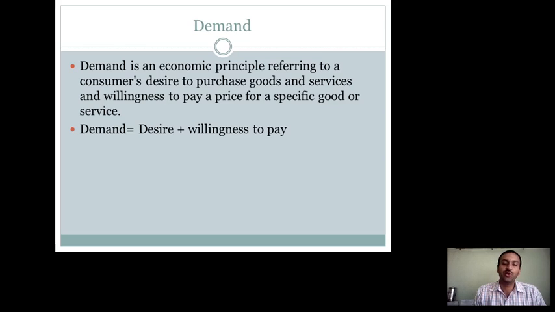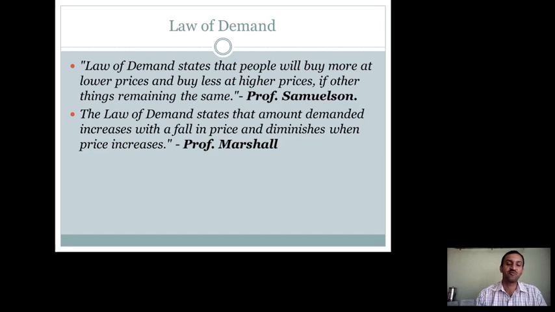Module number 2, video number 2. We are discussing the demand and law of demand. In the previous class, we saw the meaning of demand, which means desire backed up by ability and willingness to pay. If all three things are there, desire, willingness and ability to pay, then only it is said to be demand. After that, we saw the law of demand.